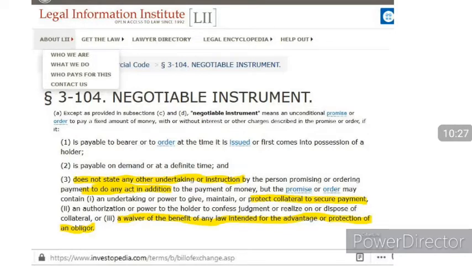A couple of things I want to point out in here. It does not state any other undertaking or instruction, just one of the elements of a negotiable instrument, stating not to do any other action. Basically, that's going into restrictive endorsements, and you can look this up independently on your own. These are certain types of endorsements that you can't put on negotiable instruments or bills of exchange, and it's going to be a little more specific once we get into the bill of exchange definition, going through the different kinds.